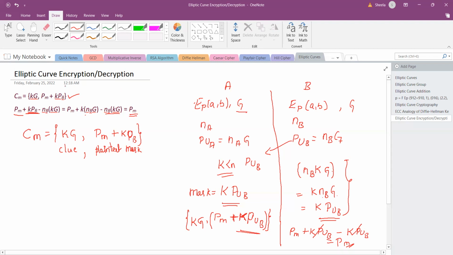So for encryption, we prepare the clue and the mask, and for decryption, we remove the mask using the clue and get back the plain text. This is with respect to elliptic curve encryption.